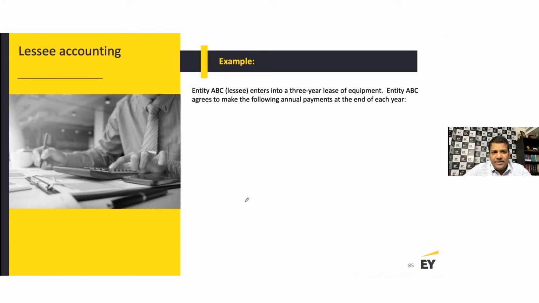Entity ABC, lessee, enters into a 3-year lease of equipment. It's a 3-year contract. Now, entity ABC agrees to make the following annual payment at the end of each year. So I'm going to make the payment at the end of each year, right? INR 20,000 in year 1, 30,000 in year 2, and 50,000 in year 3. So these are fixed payments which I need to make, 20, 30, 50.